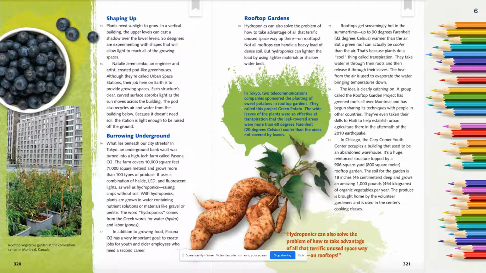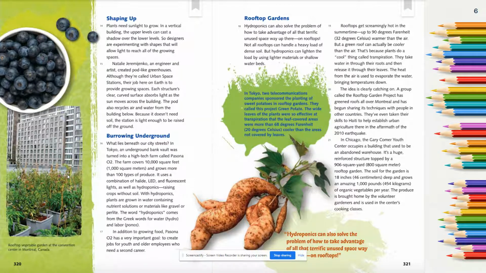Natalie Jermazhenko, an engineer and artist, created pod-like tree greenhouses. Although they are called urban space stations, their job here on Earth is to provide growing spaces. Each structure's clear, curved surface absorbs light as the sun moves across the building. The pod also recycles air and water from the building below. Because it doesn't need soil, the station is light enough to be raised off the ground.